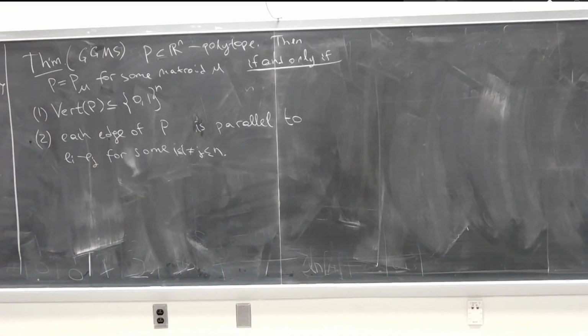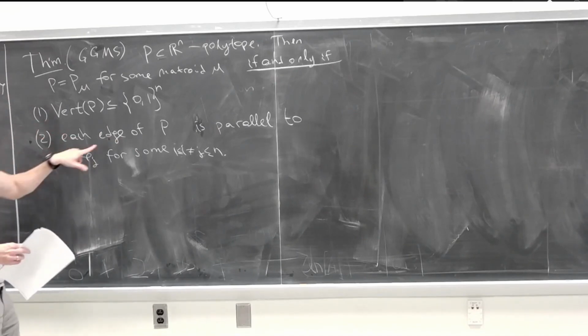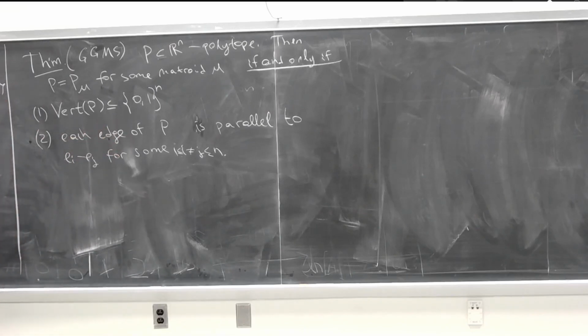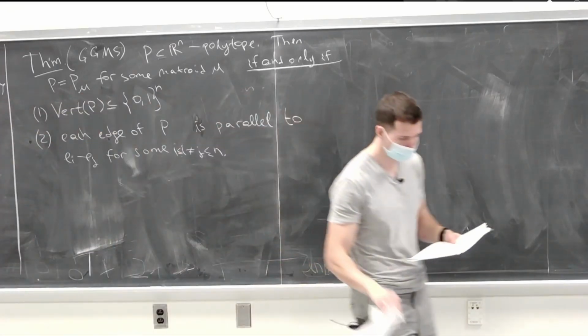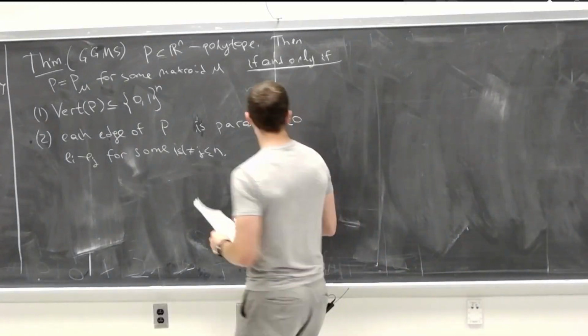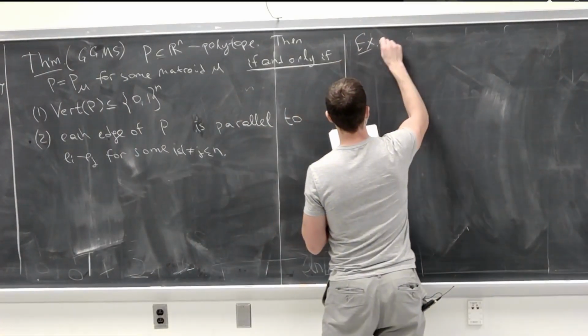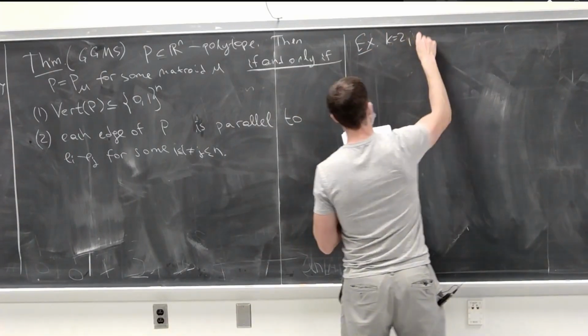So somehow, knowing which pairs of bases form edges is extra information which you can use to check that it's a Matroid polytope. So let me try an example. Let's say I take an example for k equals 2 and n equals 4.